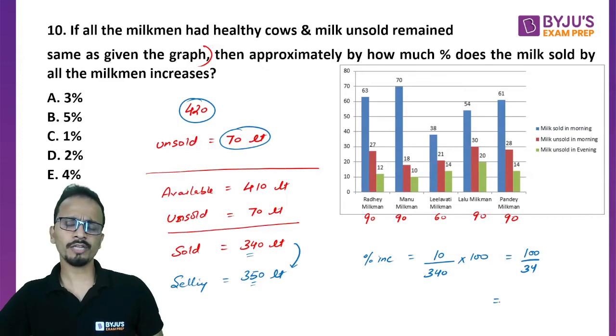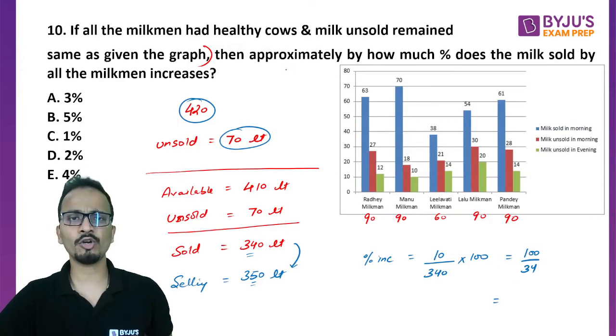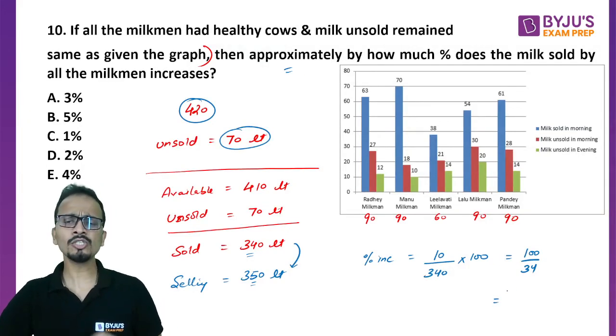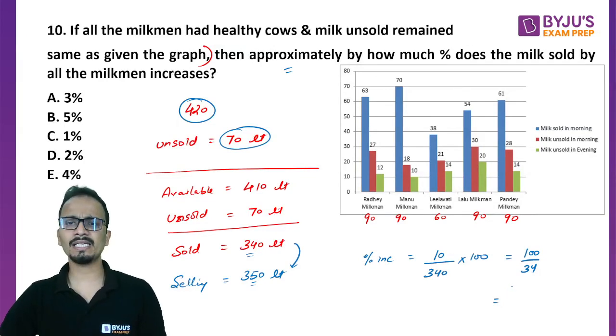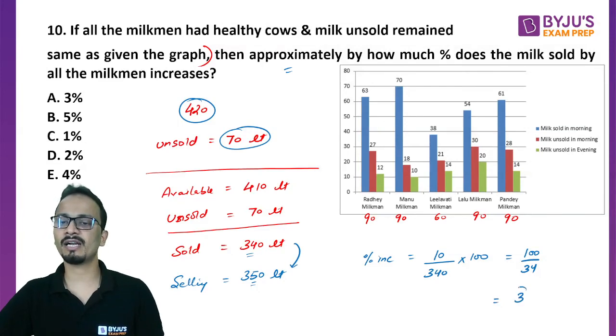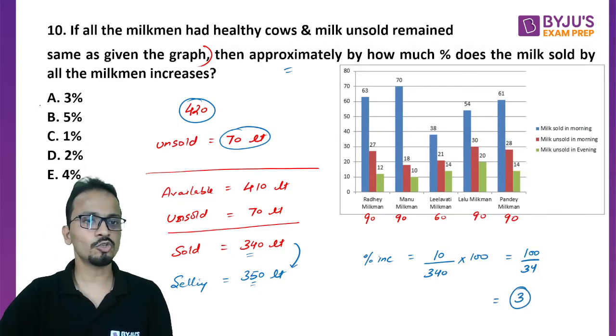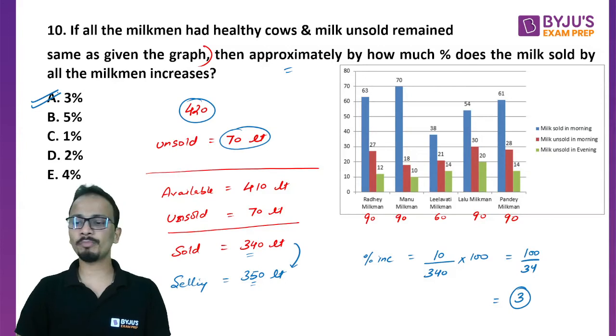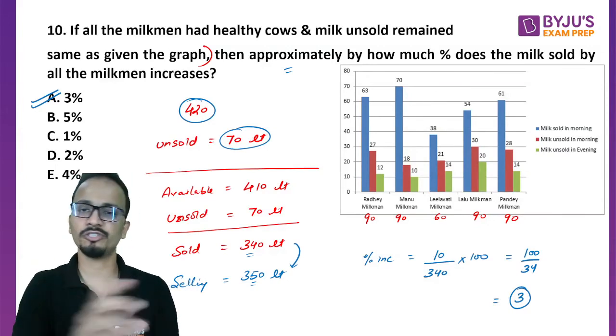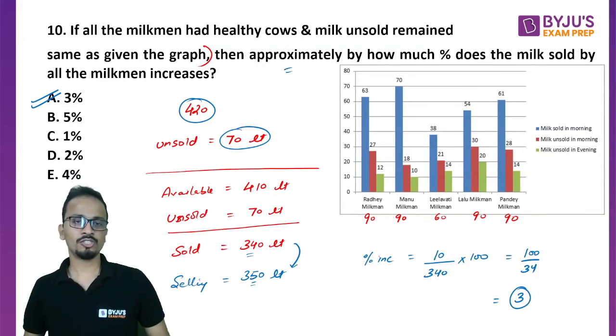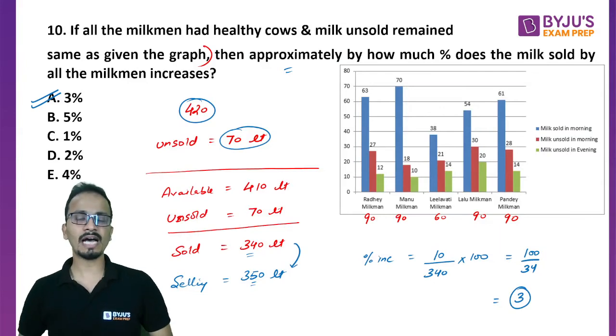Now 100 upon 34, what will the value be? Again, I have to give an approximate answer. So 100 upon 33 is exactly 3.33. So 100 upon 34 will be somewhere around 3 only. Okay, so my approximate answer will be option A, that is 3%. Okay, so that's it about this graph.